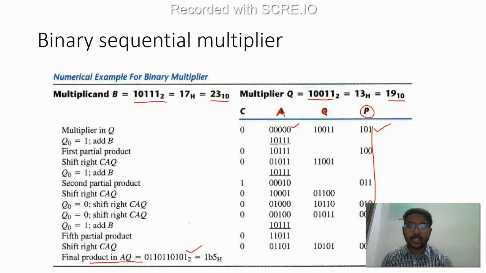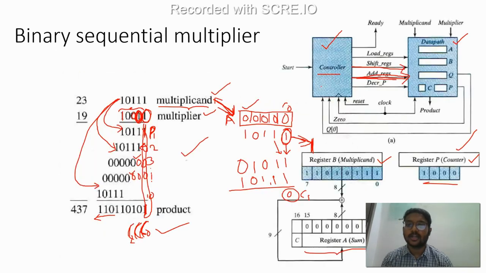Okay, so let us look at this example. How will you decide the counter value? The counter value is nothing but the number of bits in the multiplier. So if your multiplier is 5 bits, then the counter value is 5. See, the counter is nothing but how many partial products you will obtain. So how many partial products do you obtain in general? Here the multiplier is 5 bits.